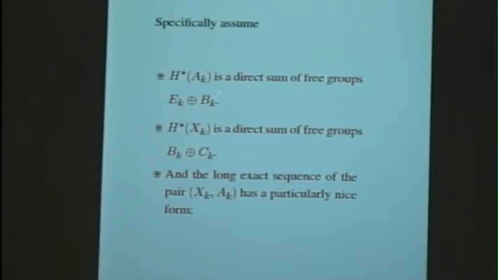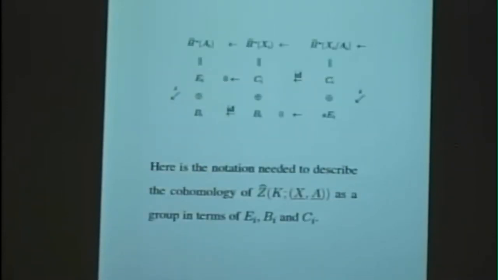The B goes to the B by the map in the long exact sequence. The E_K would be the cokernel of the map, and the C_K would be the kernel. Specifically, I try to write it out here. This is what I just described. These are how these groups match up.